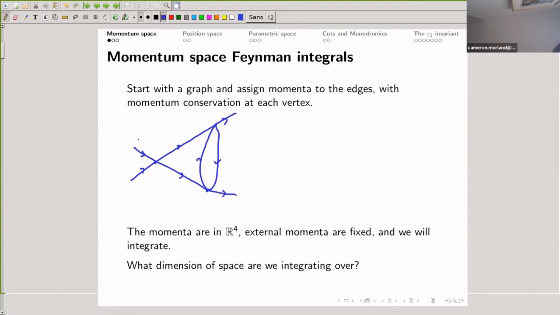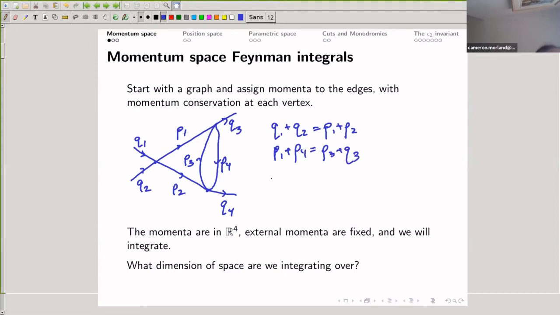And so I'm going to take a Q1 and a Q2 and a Q3 and a Q4. And then I'll say there's a P1 and a P2 and a P3 and a P4. And now they're subject to momentum conservation. So I have Q1 plus Q2 is P1 plus P2. I also have that P1 plus P4 is equal to P3 plus Q3. I also have P2 plus P3 is equal to Q4 plus P4.